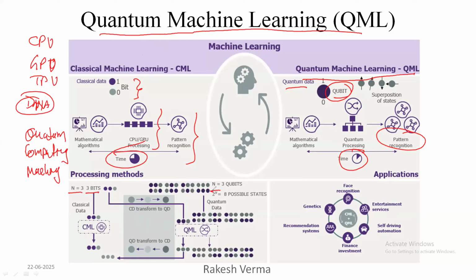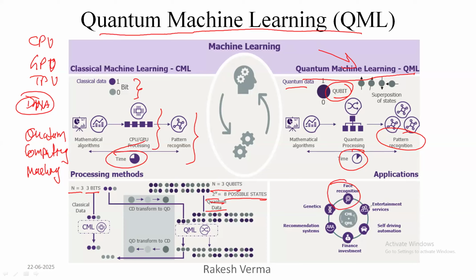So take 3 qubits: 2 to the power n equals n possible states of quantum data. We have data increasing day by day, and then we can do machine learning algorithms with the help of quantum processing, which is considered quantum machine learning. Clear? Where can we see the applications of this quantum machine learning?